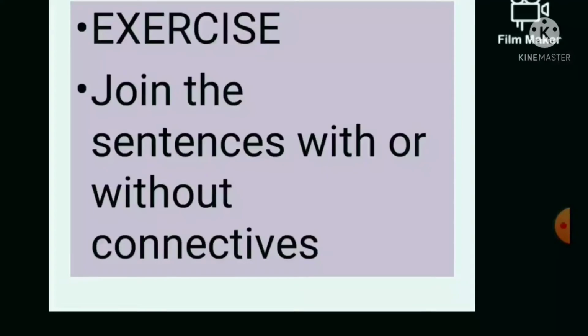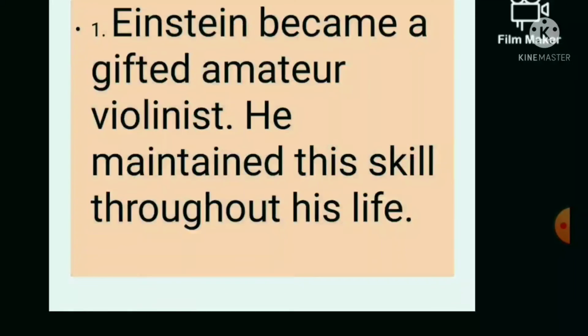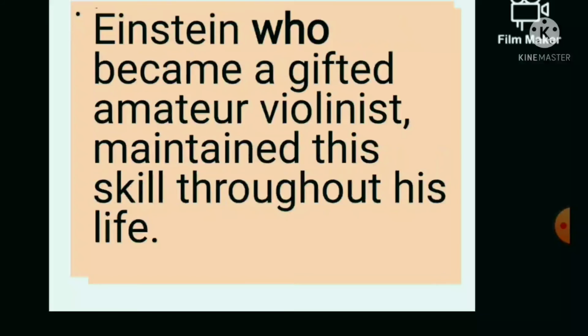Now let's look at the exercise. Join the sentences with or without connectors. Now this is from the examination point of view. These are the questions that you're going to be getting for the exam. Einstein became a gifted amateur violinist. He maintained this skill throughout his life. So you have to join both these two sentences and you have to use a connector. Einstein, who became a gifted amateur violinist, maintained this skill throughout his life. So you have actually removed he, and that's your answer.